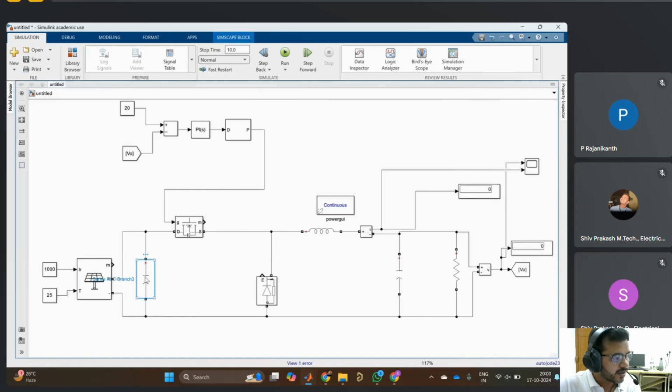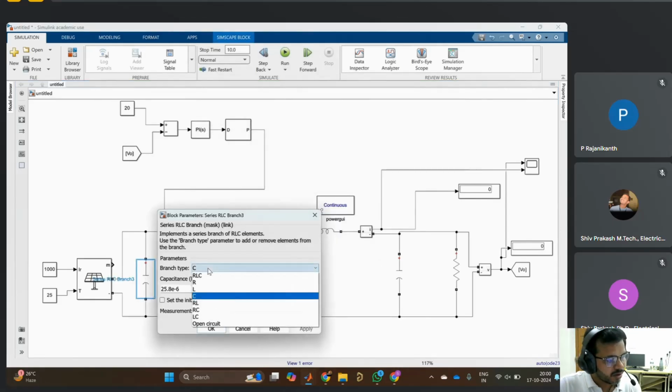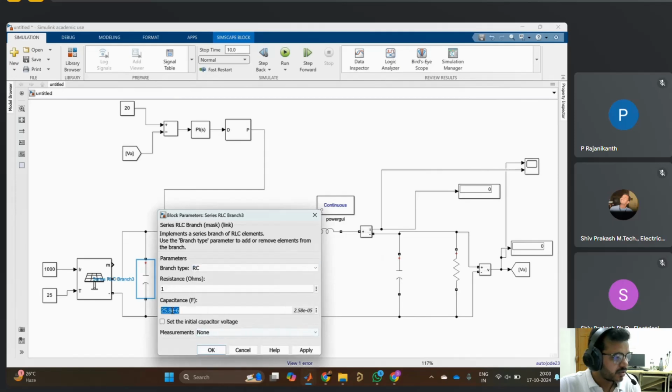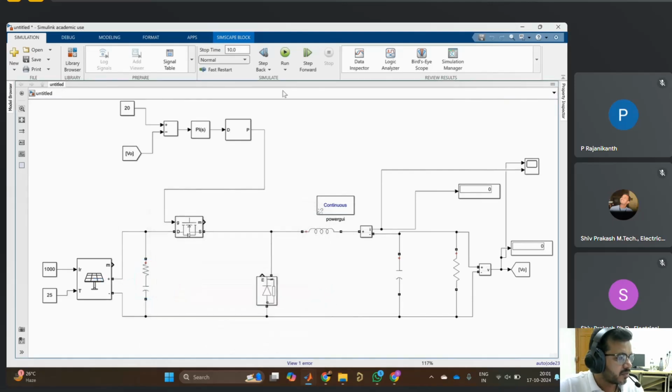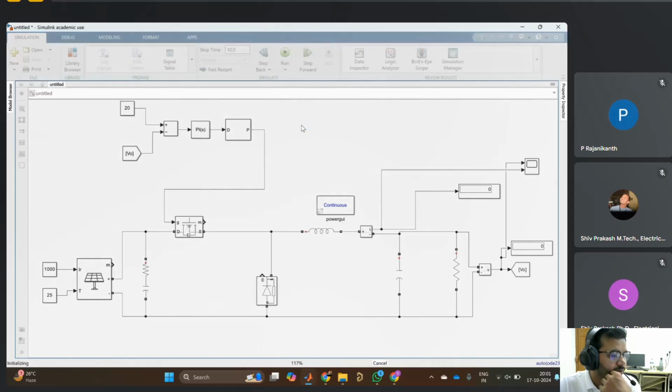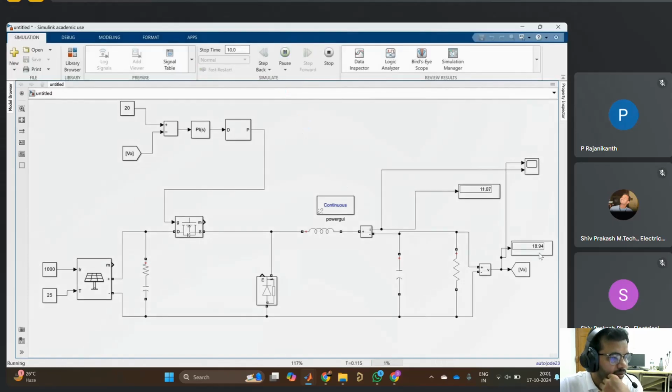Okay, you can't connect an ideal capacitor directly across the voltage source, because both are voltage sources and it will be in imbalance. That's why you have to take some very low value resistance, then apply. Yeah, that will be maintained at 20 volt.